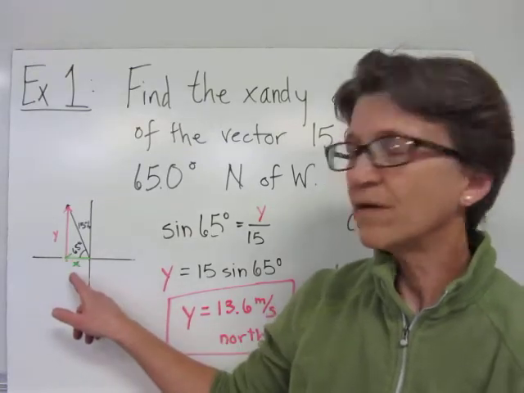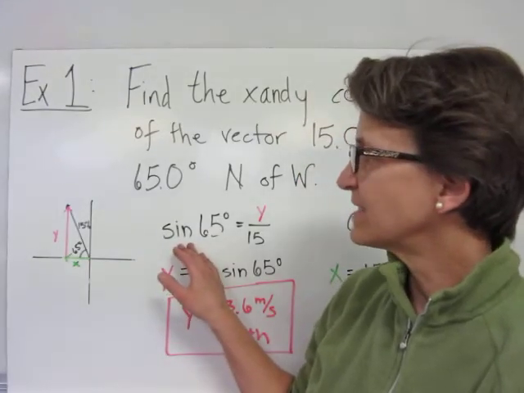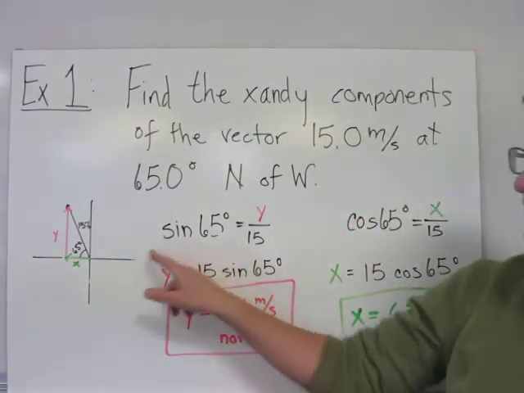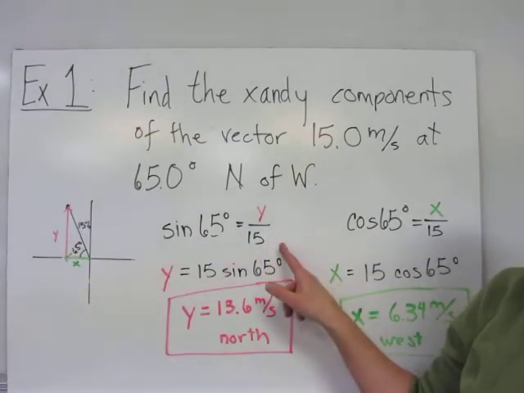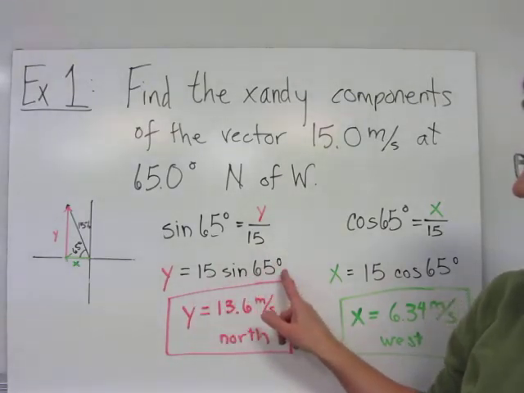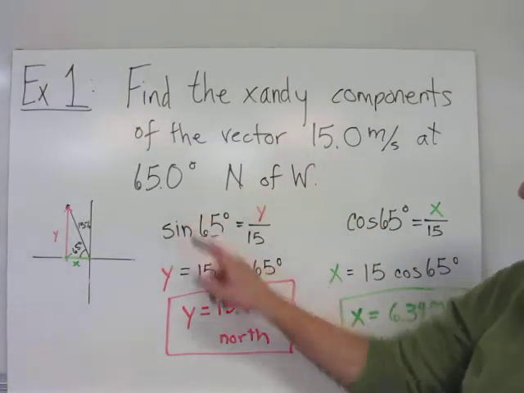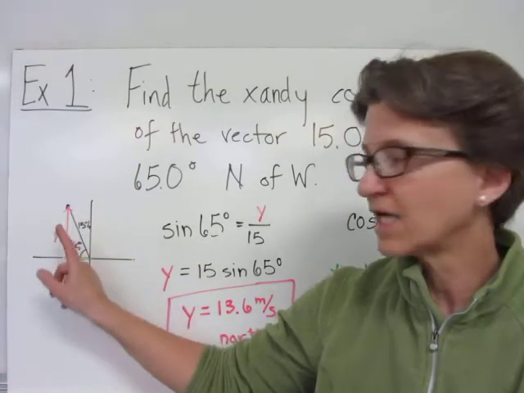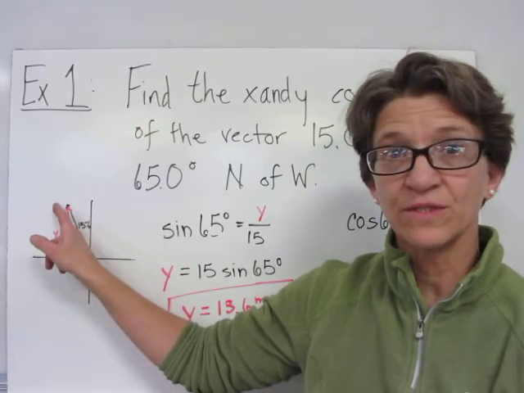We need to find the x and y components, and I tend to use the sine and cosine function. My sine is my opposite over my hypotenuse. So I've plugged in my 65 degrees, my interior angle. I have y as my opposite, and 15 is my hypotenuse. Solve for y, and it's 15 times the sine of 65. Once you have a value, I put in my units and check for sig figs, which is 3, and give it a direction. So my y is 13.6 meters per second, and it points in the north direction. Your arrows always need to point towards your resultant.